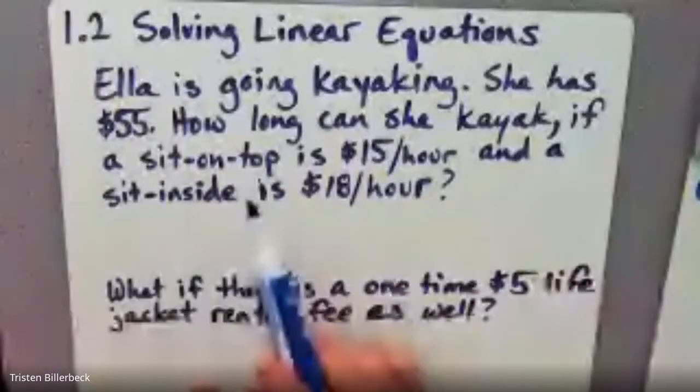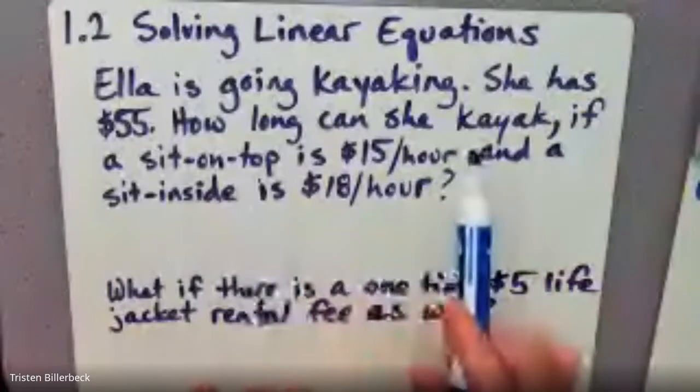We're going to talk about 1.2 solving linear equations. So Ella's going kayaking. She has $55. How long can she kayak if a sit on top is $15 an hour and a sit inside is $18 an hour? So let's see what is her best option.